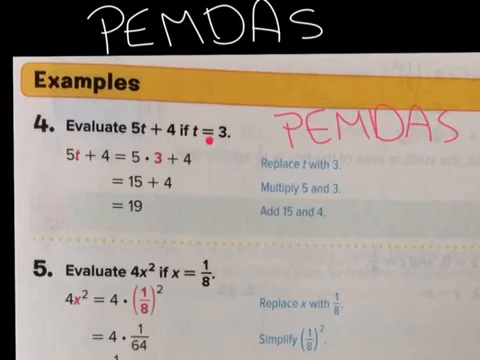So we're going to replace t with 3, as you see there. 5 times 3 plus 4. Remember, PEMDAS says multiplication comes before addition. So 5 times 3 is 15, plus 4 equals 19.